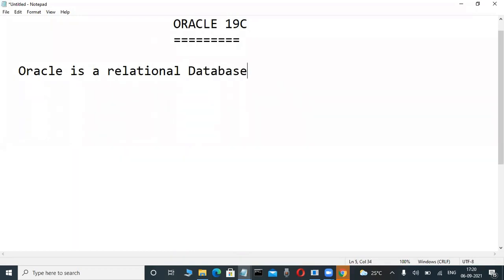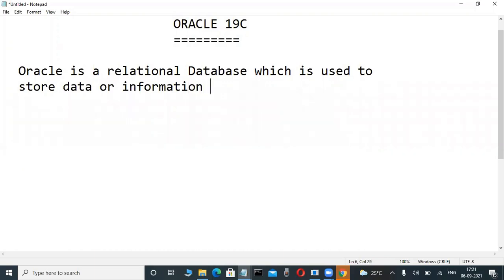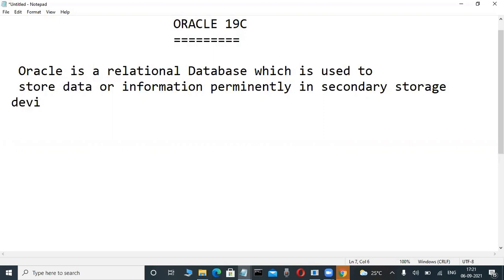Oracle is a relational database. Relational database means data is stored in the format of rows and columns, which is a matrix format. Oracle is a relational database which is used to store data or information permanently in secondary storage devices, meaning hard disk. Very easy.